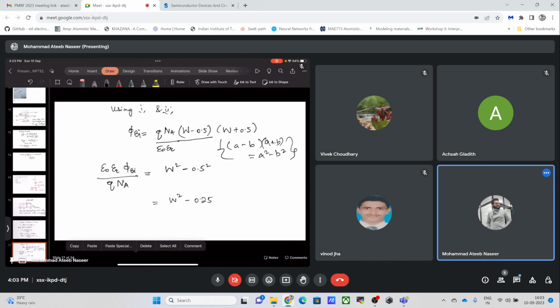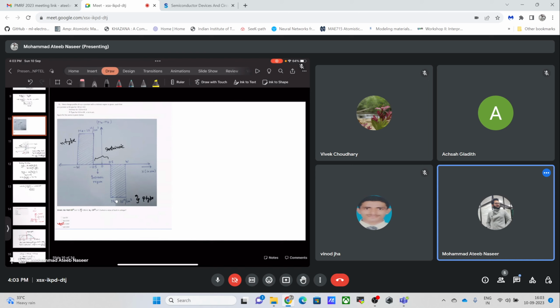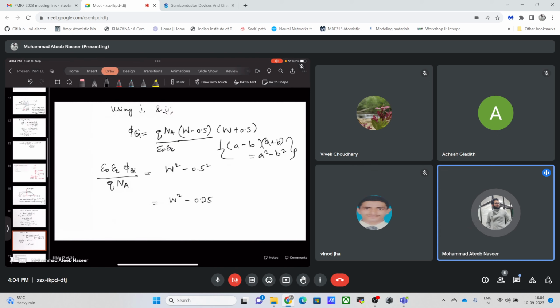This epsilon naught, I think they must have given it. Since it is not given, let's take epsilon r to be equal to 11.7, which is for silicon. So this is simply equal to 8.85 into 10 raised to the power minus 14, which would be epsilon naught in farad per centimeter, and this will be 11.7, the epsilon r.